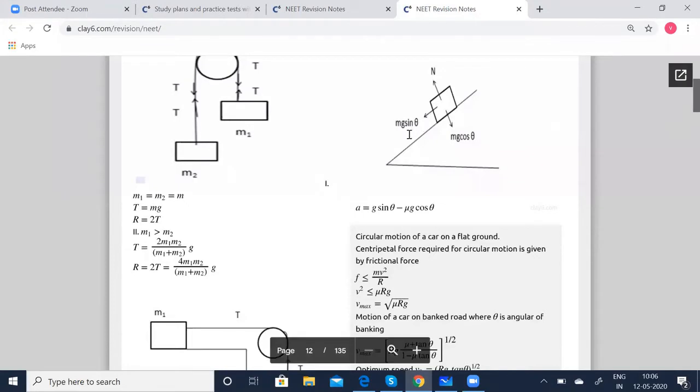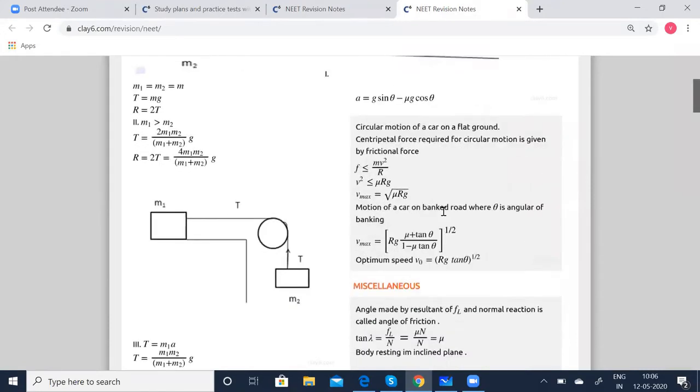Mg is now going to be along the resultant, so it can be resolved into two components, that is mg sine theta and mg cos theta. You can always see that mg cos theta and the normal reaction are always equal and opposite, so they will cancel out each other. So the only force which is now going to act is mg sine theta, right? So a is equal to g sine theta minus mu g.